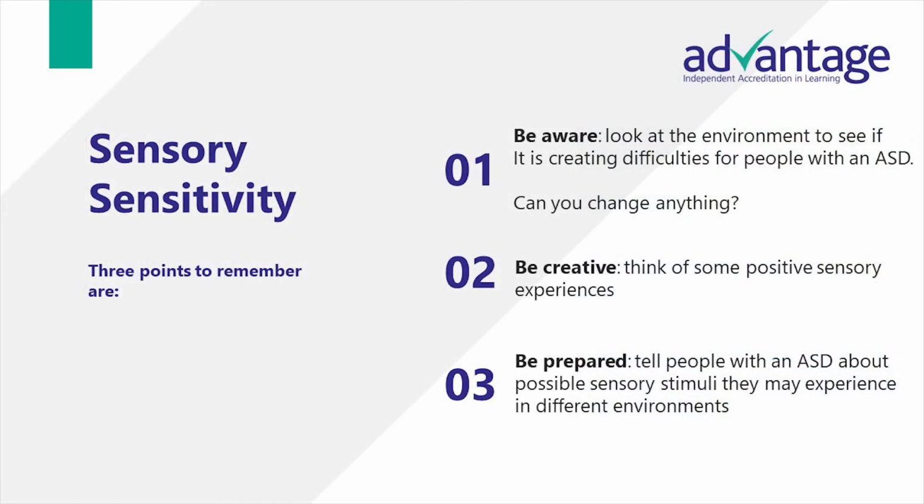If the person you care for has sensory sensitivity, there are a few points worth remembering. Firstly, be aware. Look at the environment to see if it is creating difficulties for people with an ASD. Can you change anything? Secondly, be creative. Think of some positive sensory experiences. And thirdly, be prepared. Tell people with an ASD about possible sensory stimuli they may experience in different environments.